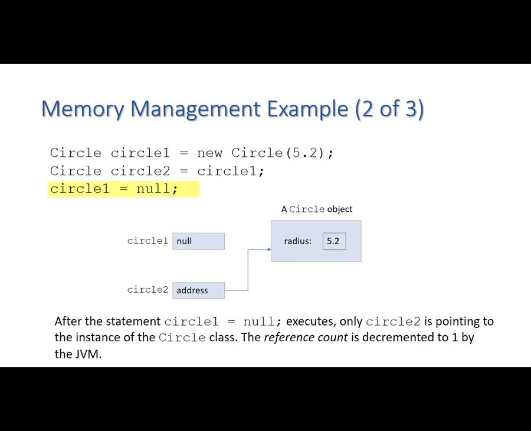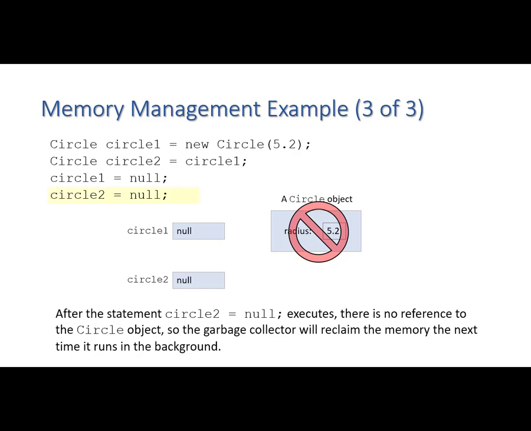When the circle1 object's reference is changed to null, the reference count is decremented to 1. The circle2 object variable is still referencing the circle object.